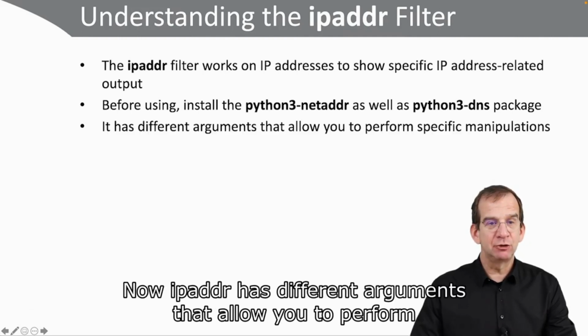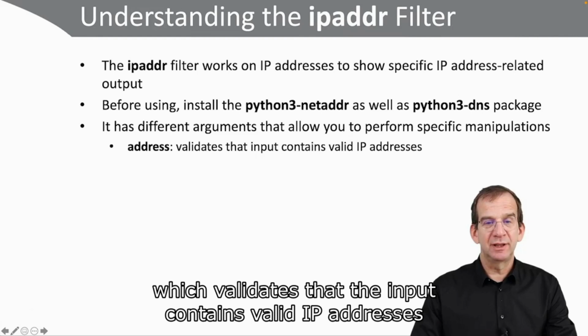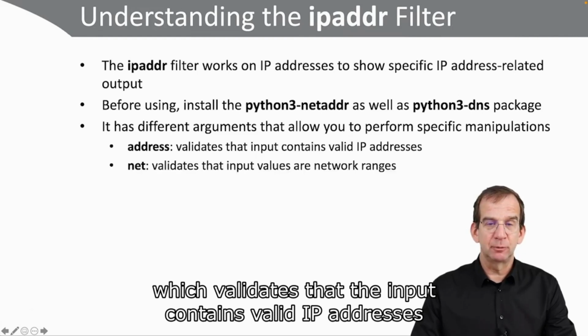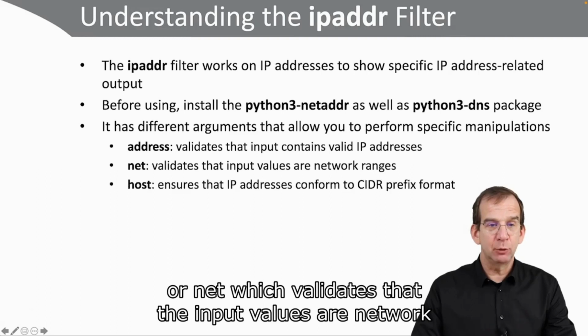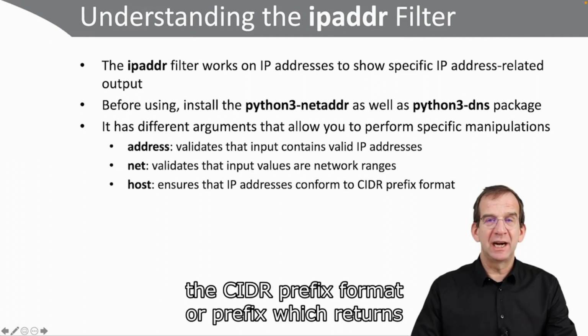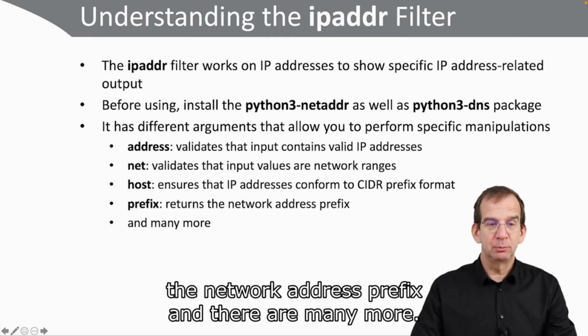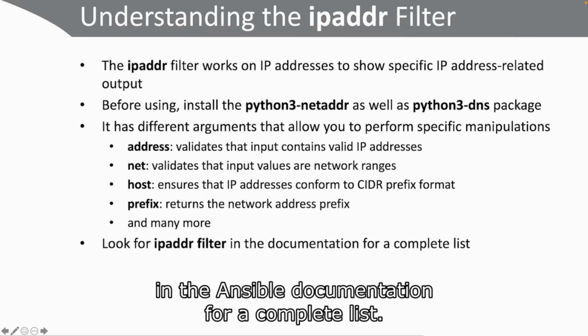Now, IP-ADDR has different arguments that allow you to perform specific manipulations on your network, like address, which validates that the input contains valid IP addresses, or net, which validates that the input values are network ranges, or host, which ensures that IP addresses conform to the CIDR prefix format, or prefix, which returns the network address prefix. And there are many more. If you want a complete overview, have a look at the IP-ADDR filter in the Ansible documentation for a complete list.